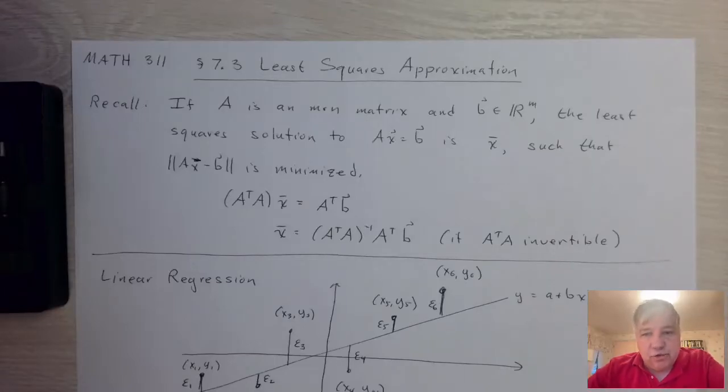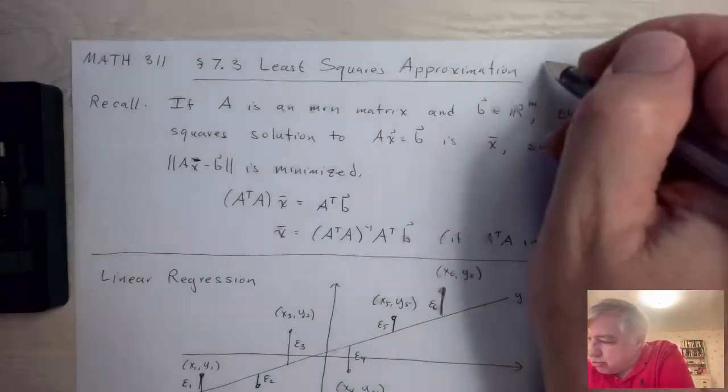This is part 2 of the lecture on least squares approximation, section 7.3 from Math 311, a course in linear algebra at Western Illinois University. And of course, I should say this is part 2.